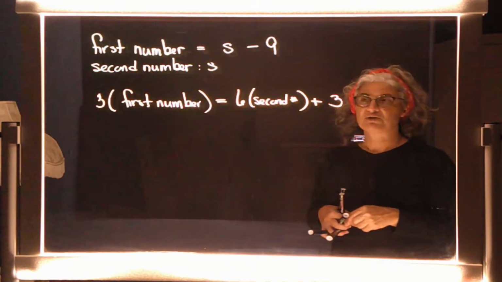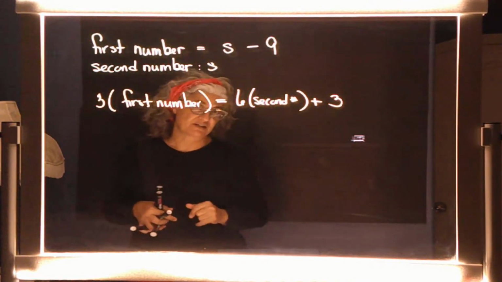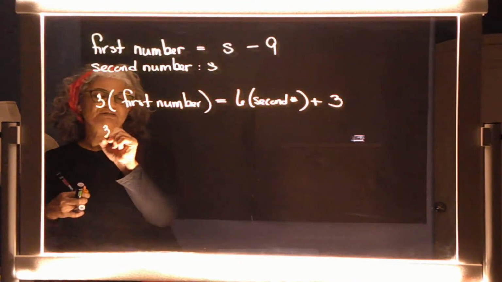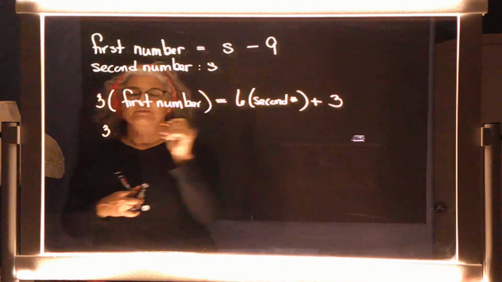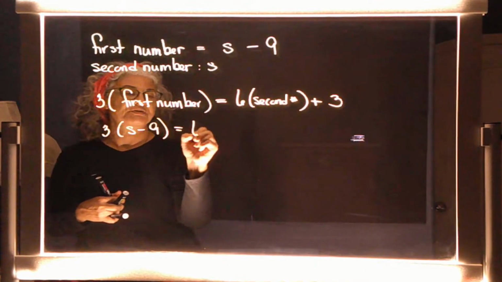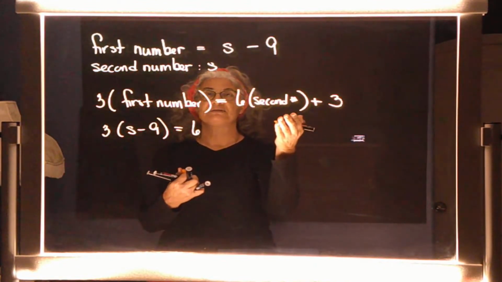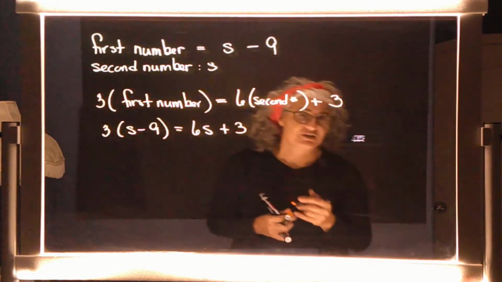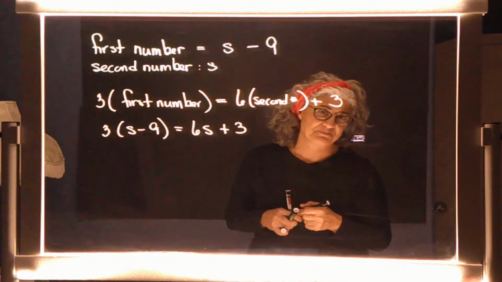Okay, so I'm noticing this equal sign is kind of giving me an equation, isn't it? So it said 3 times the first number. Well, what's the first number? What's representing the first number? S minus 9. So 3 times S minus 9 equals 6 times the second number. Well, what's representing the second number? S plus 3. Good? And now we have a nice little equation to go solve, don't we?